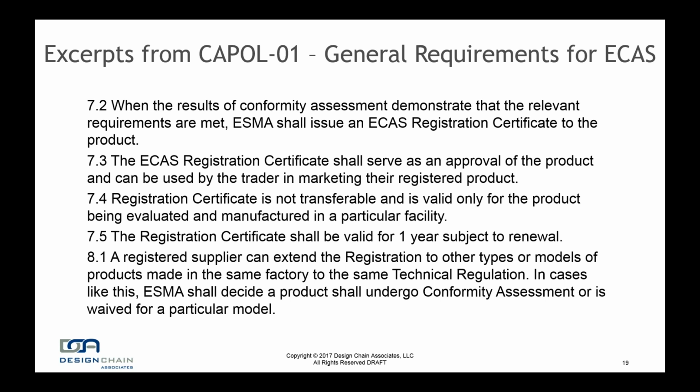When the results of the conformity assessment demonstrate that the relevant requirements are met, ESMA shall issue an ECAS registration certificate to the product. This means the product is registered, and that's an approval. It can be used by the trader in marketing their product. The certificate is not transferable and is valid only for the product being evaluated and manufactured in a particular facility. So if you have multiple products or multiple facilities manufacturing a given product, you have to presumably submit a different registration for each facility.